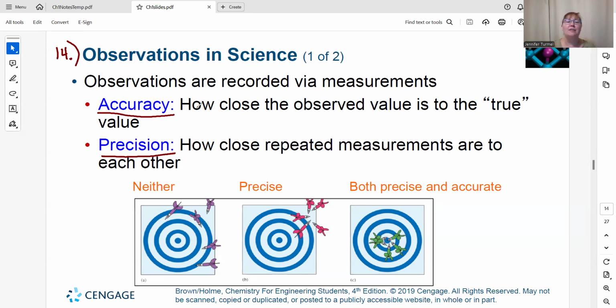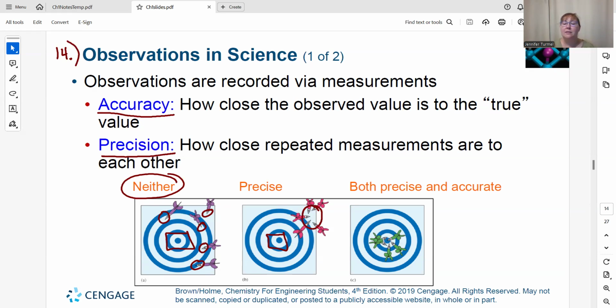First of all, accuracy is how close the observed value is to the true value. And precision is how close repeated measurements are to each other. So in this first one, we aren't precise and we aren't accurate because we've got a point here and here and here and here and here. But right here in the center is where we want to be, and we're nowhere near it. Now, the next one, we want to be here in the center, but we're all off here to the side. So we're not accurate, but we are, however, precise.